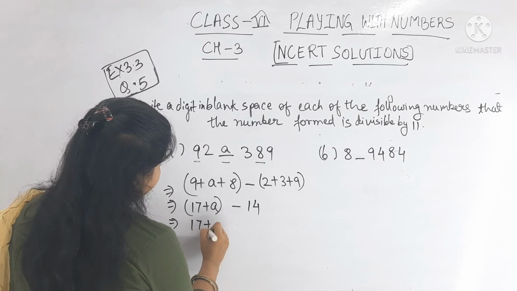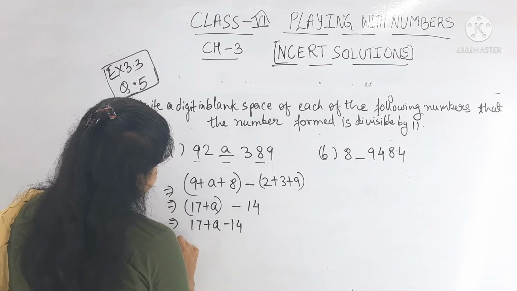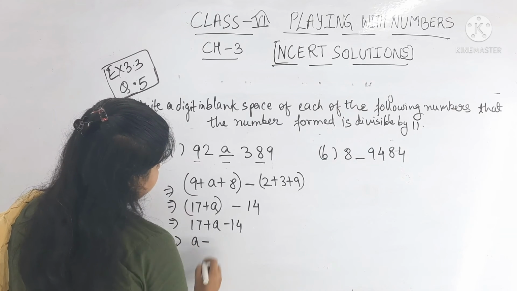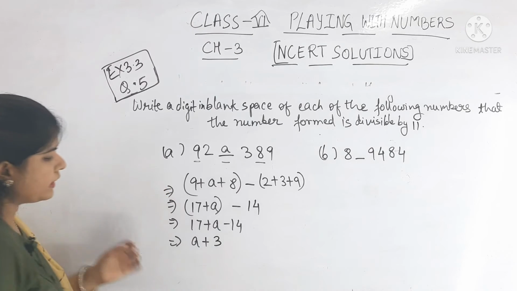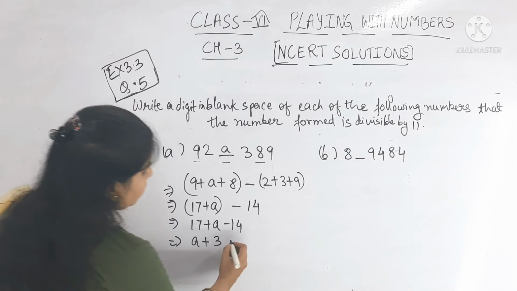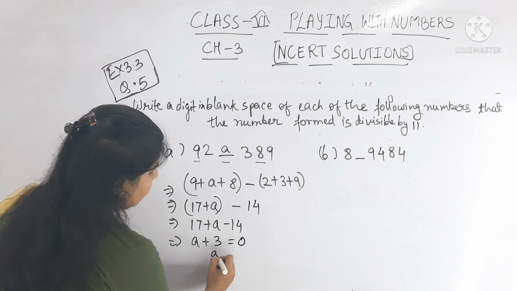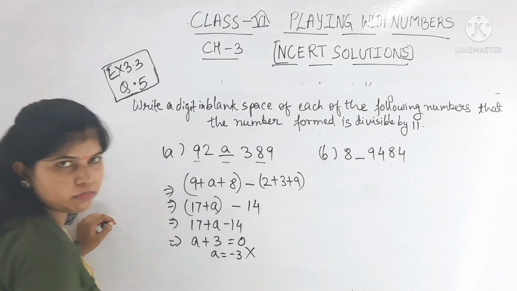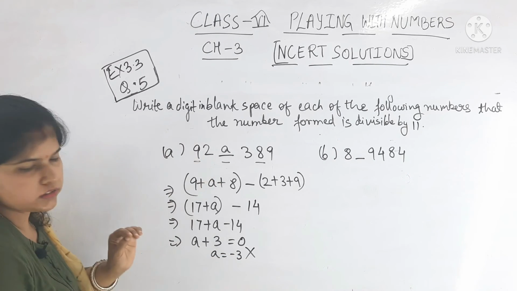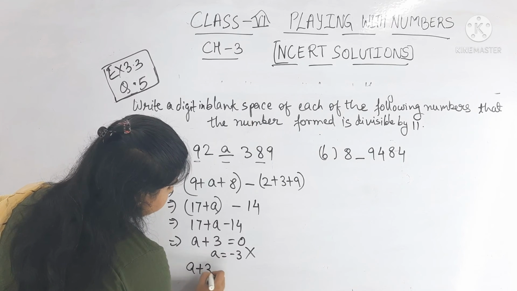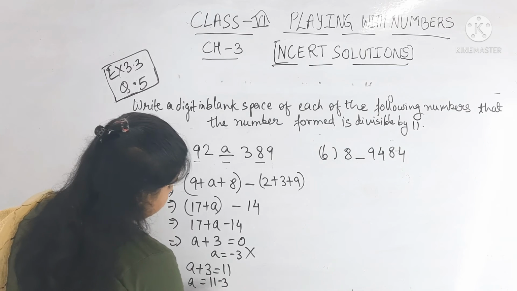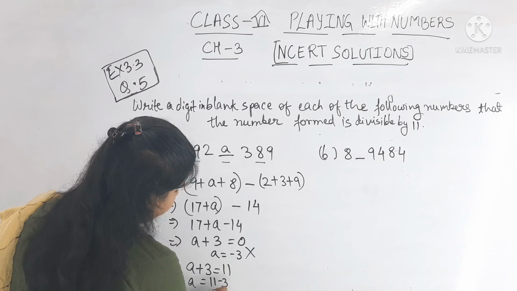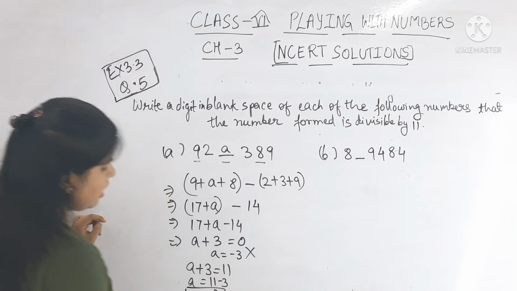So 17 plus A minus 14. So here A plus 3. So I am getting A plus 3. So I will equate with 0. So I am getting A equal to minus 3. That is not possible. That will not fill this. So what I will do, A plus 3 equal to 11. So A equal to 11 minus 3. So I am getting here A equal to 8. So that is your answer.